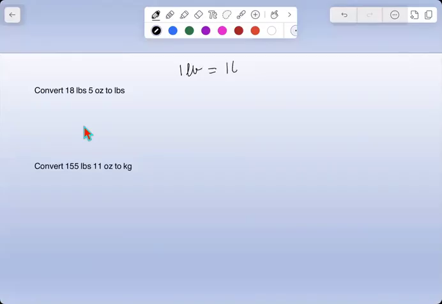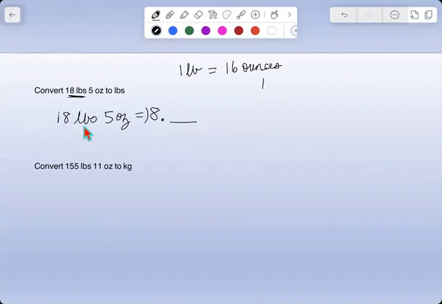1 pound is 16 ounces. That's the fact we're going to use. We already know this is 18 pounds, 5 ounces. So it's going to be 18 point something. But how much something? We don't have enough to make 16 ounces back into a new pound. We only have 5. So what you're going to do is convert that alone into its decimal equivalent, and then we'll add it to the 18.